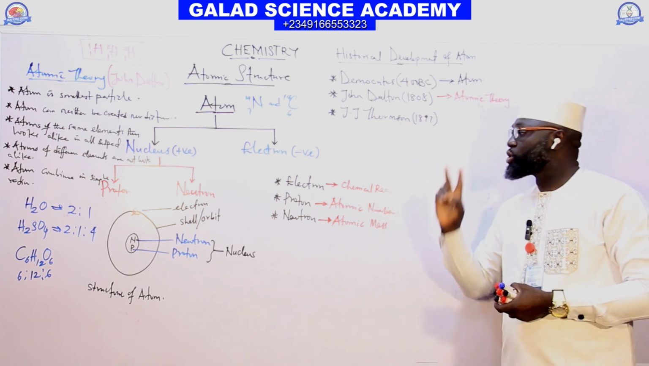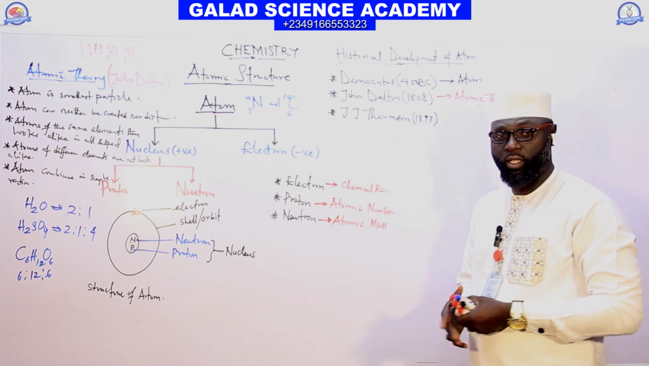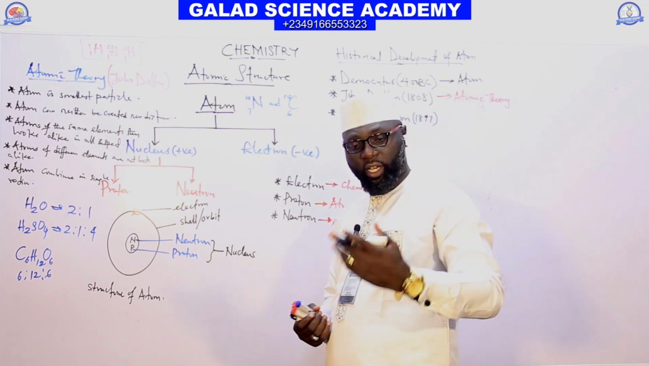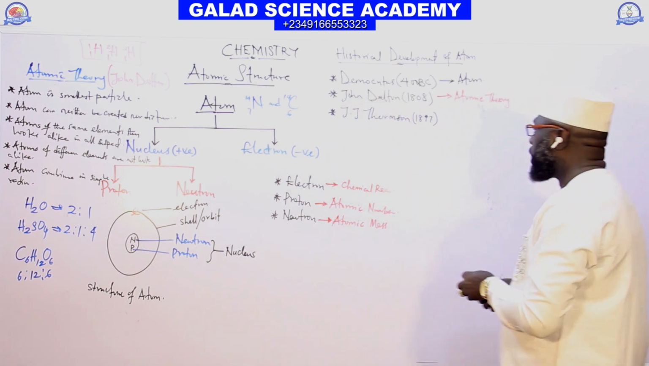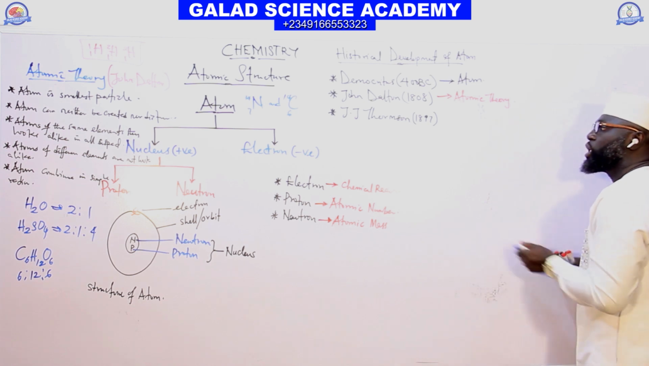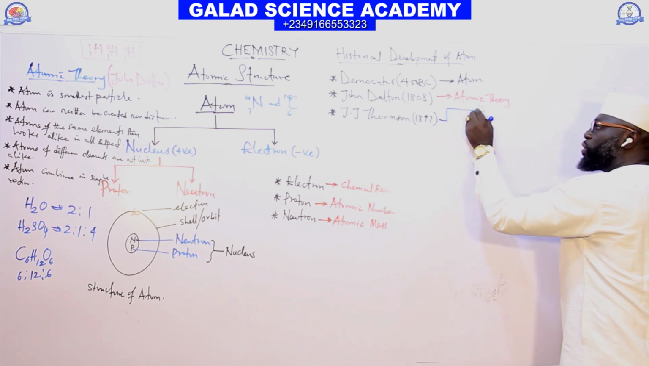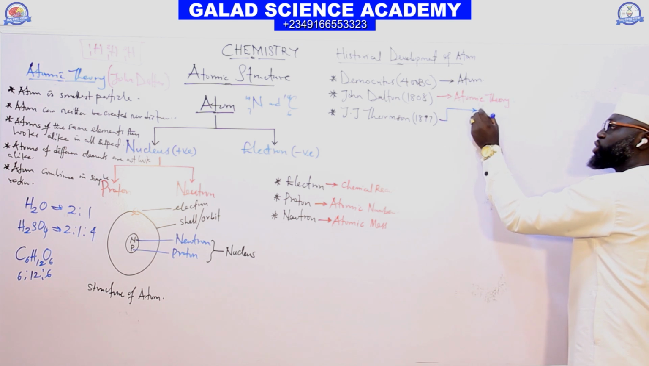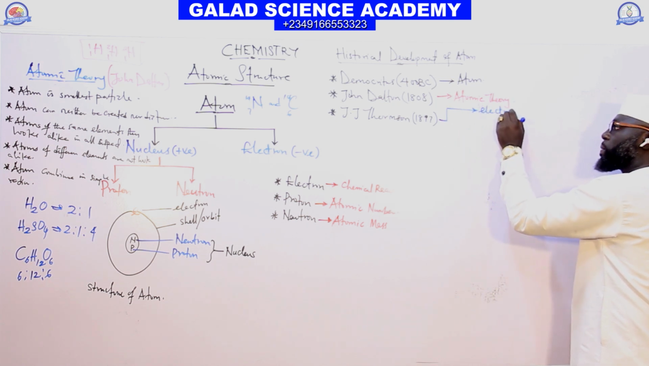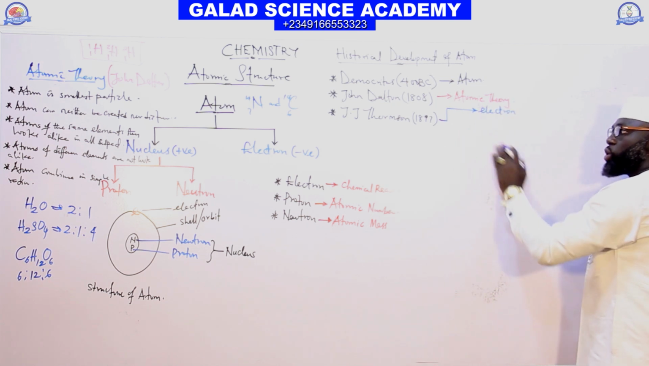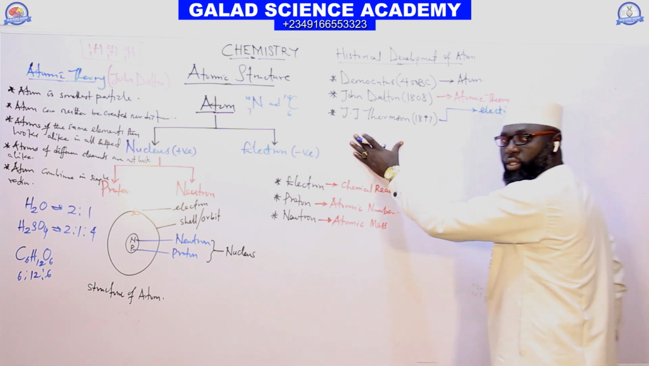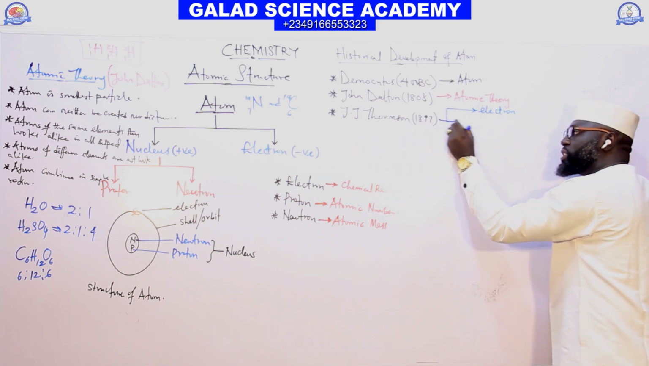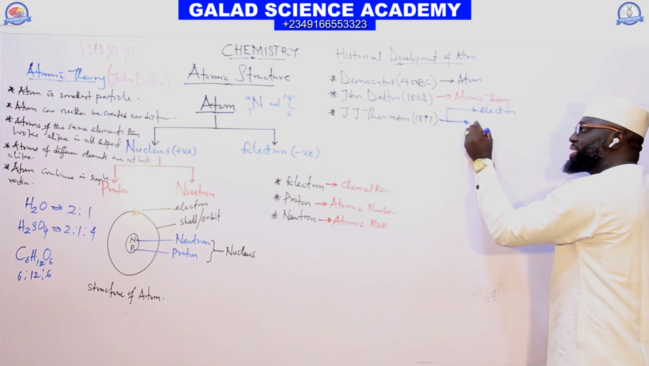The first thing that J.J. Thomson talked about is that he discovered the electron. So the one who discovered the electron is J.J. Thomson. This same Thomson also discovered the charge to mass ratio.